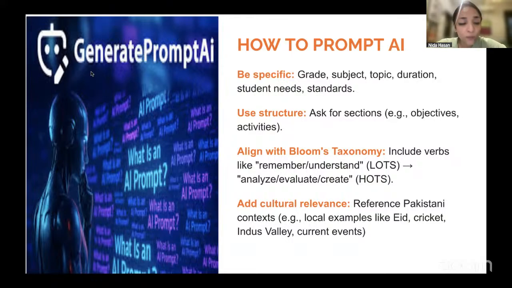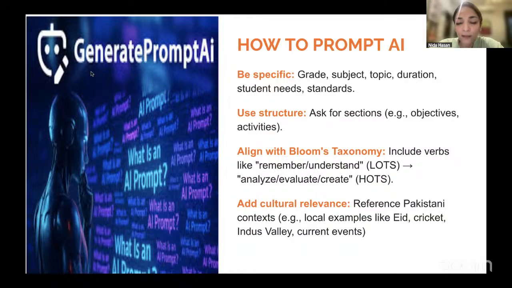You will also be very specific with the AI and ask for sections, giving it the structure that I want: first objectives, then I would like an activity. Then you tell AI to align it with Bloom's taxonomy, and that is, include verbs like remember, understand. Do I want it to be on the lower end, or do I want it to be higher end? Do I want the students to analyze, evaluate, create?